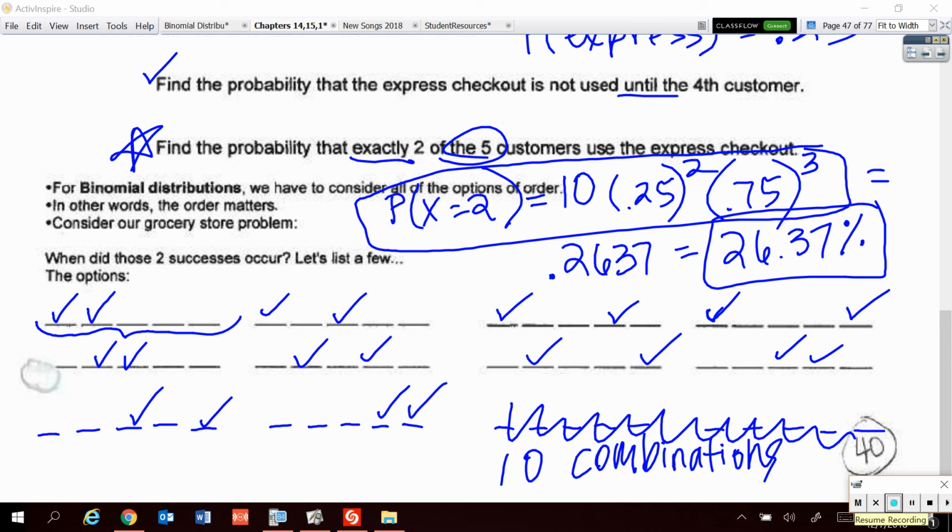Okay, did we get 0.2637, 26.37%? Okay, who told what last? Did odds tell evens last? Odds told evens? Evens told odds?